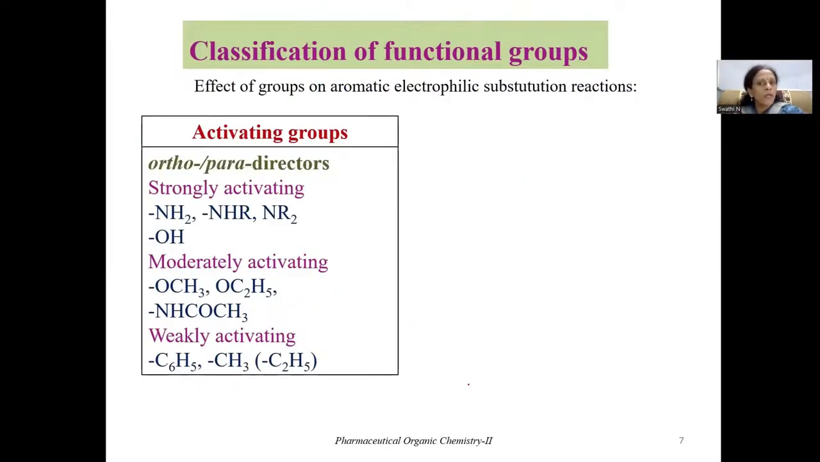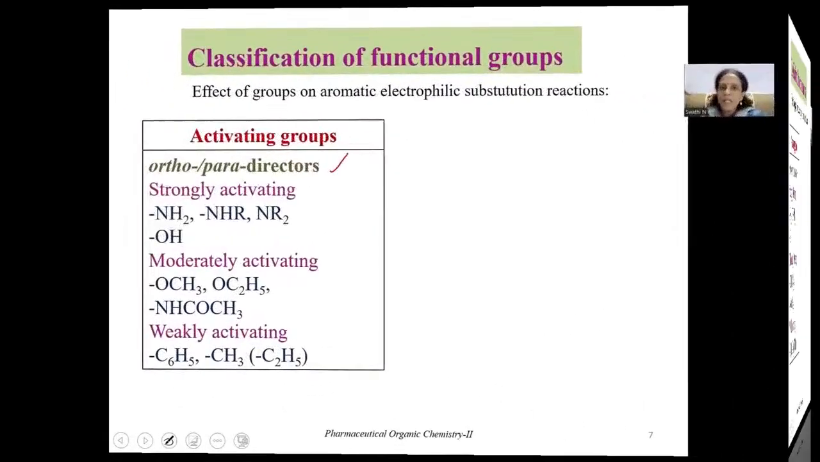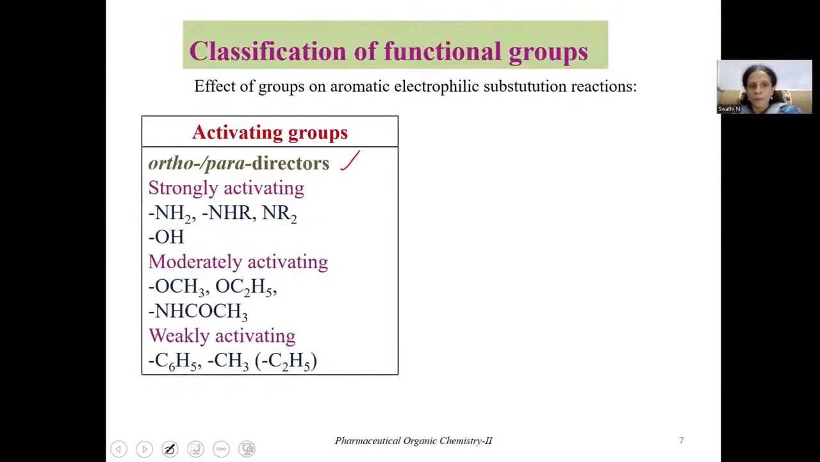So based on the orientation of the next incoming group onto the benzene ring system and also the rate of reactivity of monosubstituted benzenes, the substituents present on benzene are classified into activating groups and deactivating groups. Further, these groups were classified depending on orientation into ortho-para directors and meta-directors. Activating groups are mainly ortho-para directing groups. Hence, there will be only the ortho-para director class. Ortho-para directors are classified into strongly activating groups, moderately activating groups, and weakly activating groups.